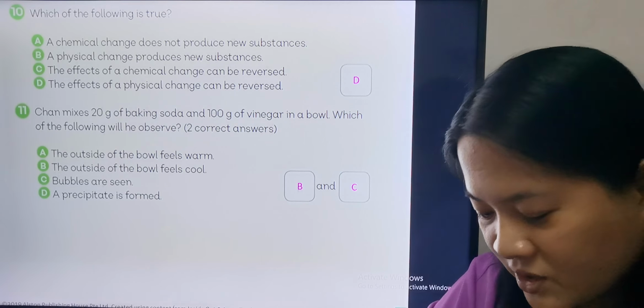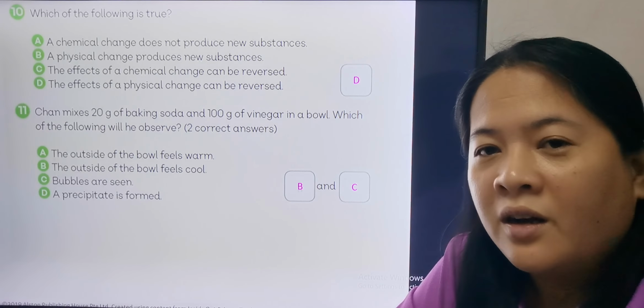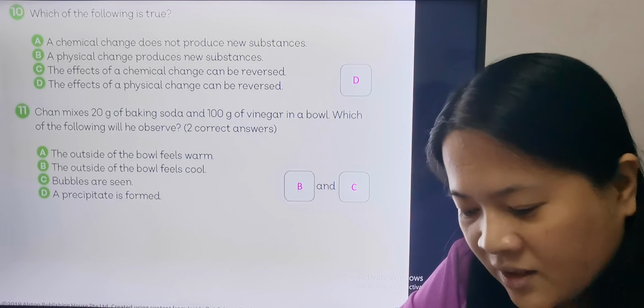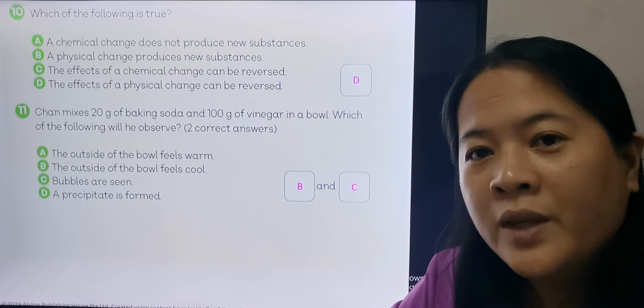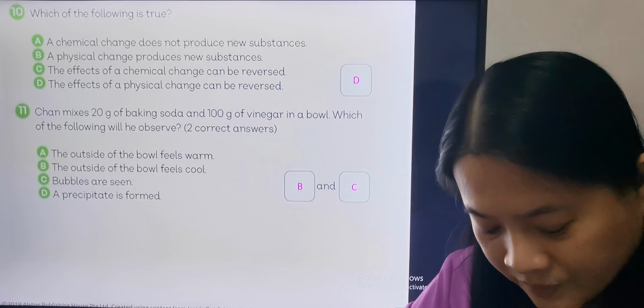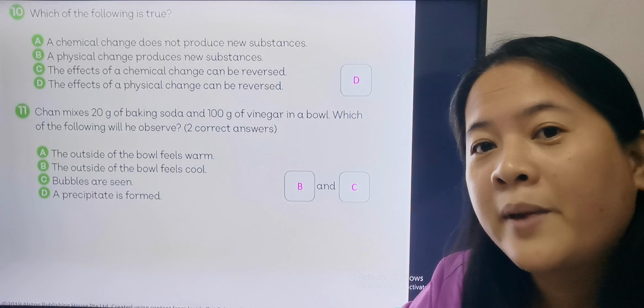B and C. And this one, the answer is D. So we already finished your workbook, answering all the pages in your workbook. If you haven't done yet, check, starting from page 49 to 57. But for today, you only need to send in the notes for page 52 and 53, only 2 pages.